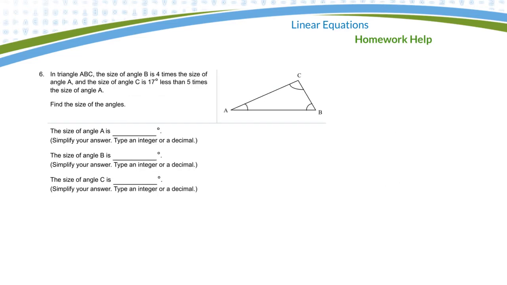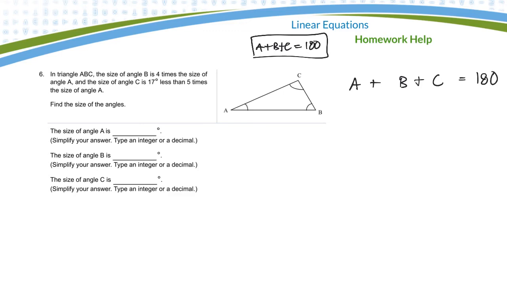Hey, I like doing those. Uh-oh, worded problems. Okay, one thing I need to know about a triangle is that if you add up the angles for A, B, and C, that gives you 180. That's a key thing here. So maybe I'll write that over here. So A plus B plus C equals 180.